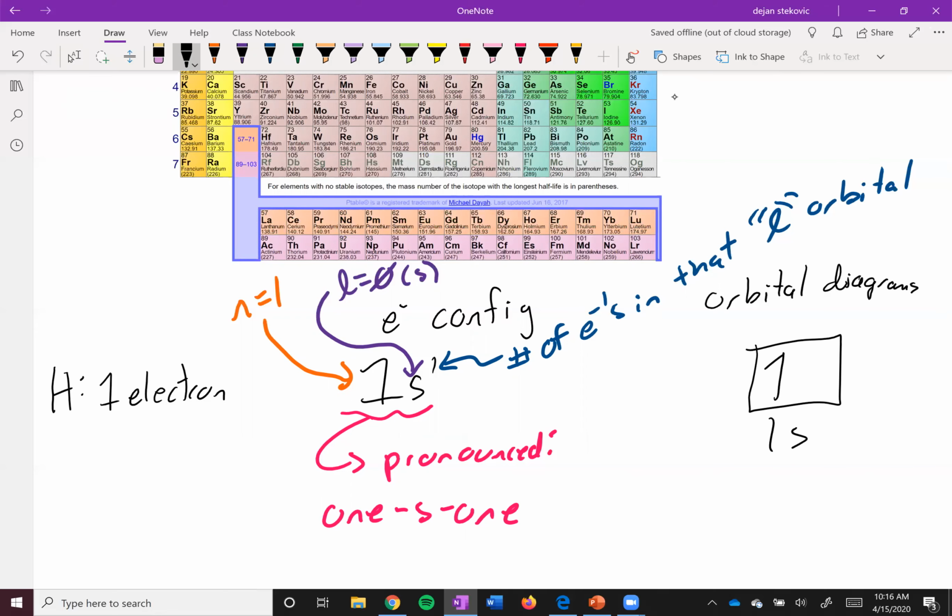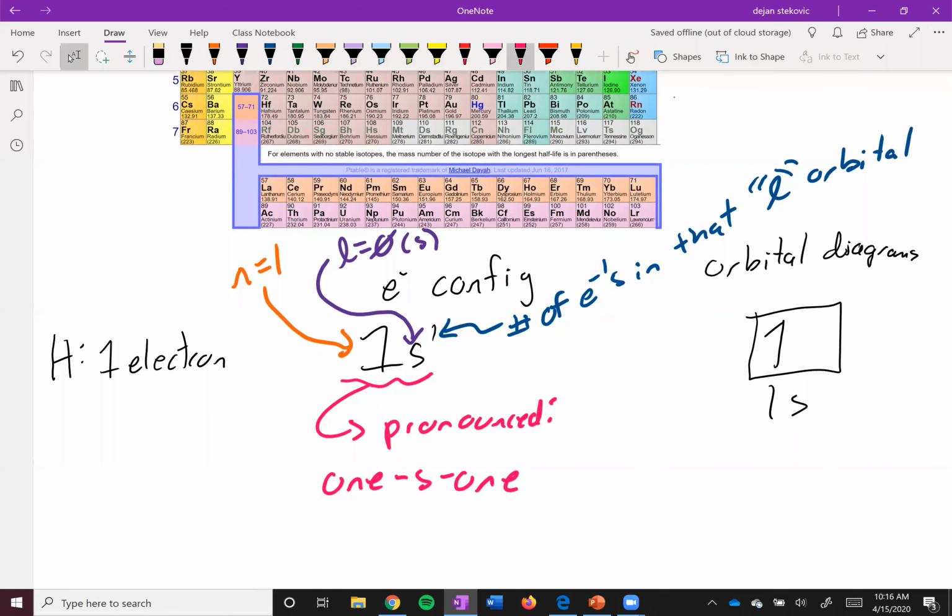Remember, you draw this half-hook arrow, and then you can put it spin up or spin down. Technically, either is correct, but by convention, spin up comes first. So you just start spin up first. It's arbitrary, but that's just the way it's been decided. So by convention, we put the up first. Cool. So there's our electron configuration and our orbital diagram for hydrogen.